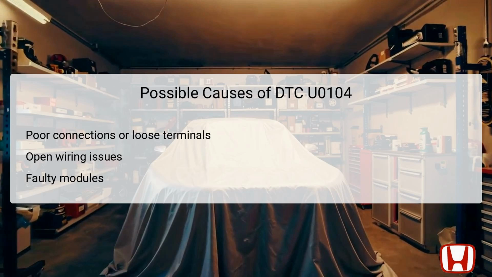Additionally, open wiring issues can occur due to damage from wear and tear or external factors, leading to interrupted signals. Another possibility is faulty modules themselves, such as a malfunctioning multi-purpose camera unit. Identifying the exact cause is essential, as it will dictate the necessary corrective actions. Proper diagnostic steps should be followed to ascertain the foundational issue preventing effective communication.